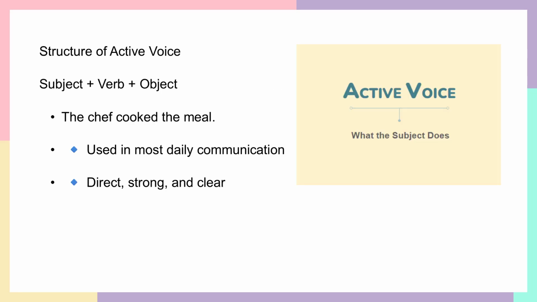Structure of active voice. Let's look at how active voice is formed in a sentence. The structure is subject followed by verb and object. For example, the chef cooked the meal. Active voice is used in most daily conversations and writing. It is direct, strong, and easy to understand.